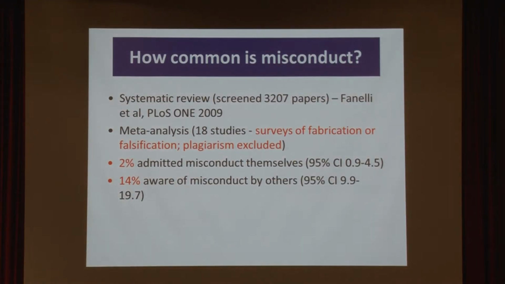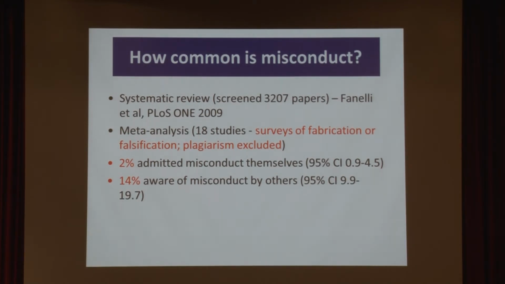And you may wonder how often this misconduct happens. There has been a systematic review. It's now quite old, almost 10 years old, from 2009. They looked at all studies, at how much serious misconduct there is, like fabrication and falsification, not including plagiarism. That's why the numbers are low.